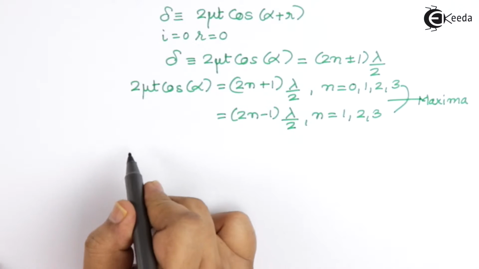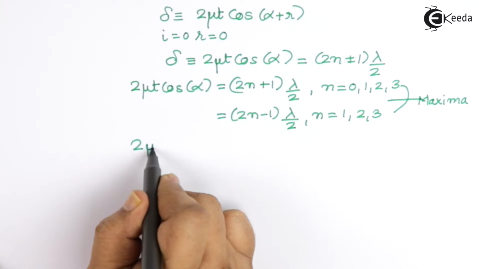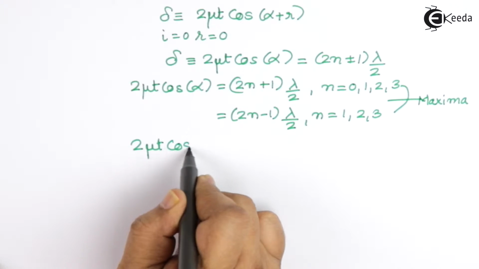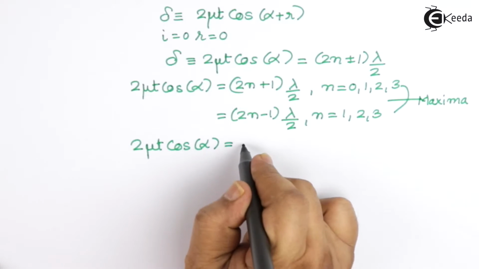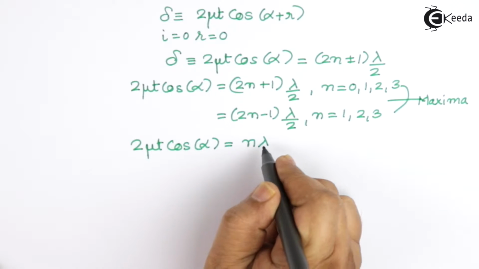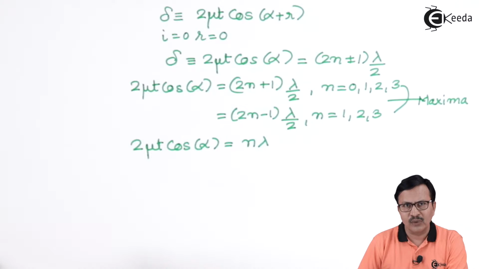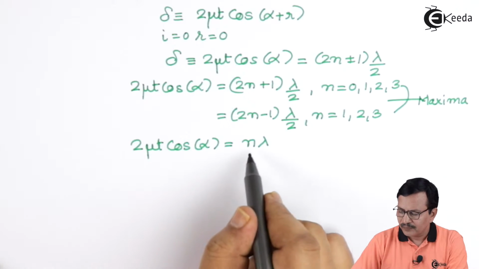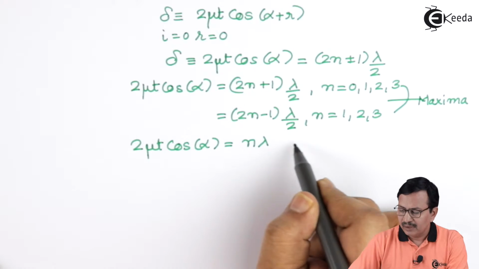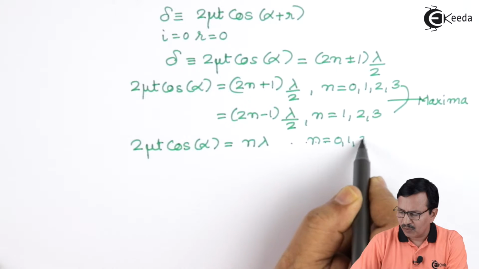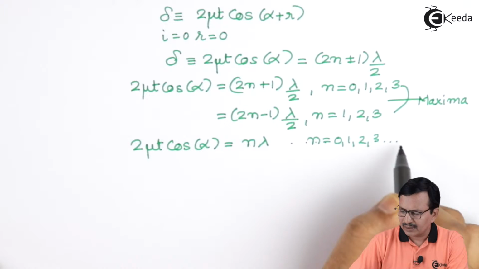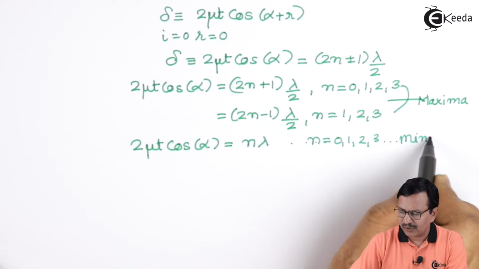or for the constructive interference. Similarly, I equate the expression 2 mu t into cos of alpha to n lambda, because this is the situation where you are going to get the condition for the destructive interference, wherein n is equal to 0, 1, 2, 3, or rather the minima, the condition for the minima.